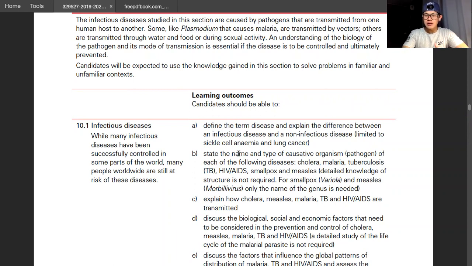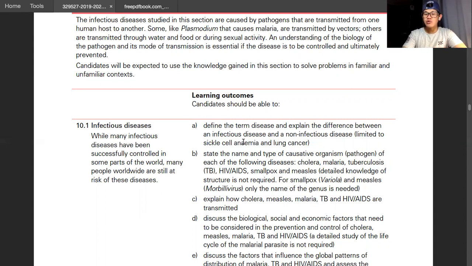And secondly, we're going to look at the names and the different types of infectious diseases. The infectious diseases that we're going to look at would be limited to cholera, malaria, tuberculosis, which is TB, HIV/AIDS, smallpox, and measles, okay? So these are the list of infectious diseases that we would be discussing, okay?